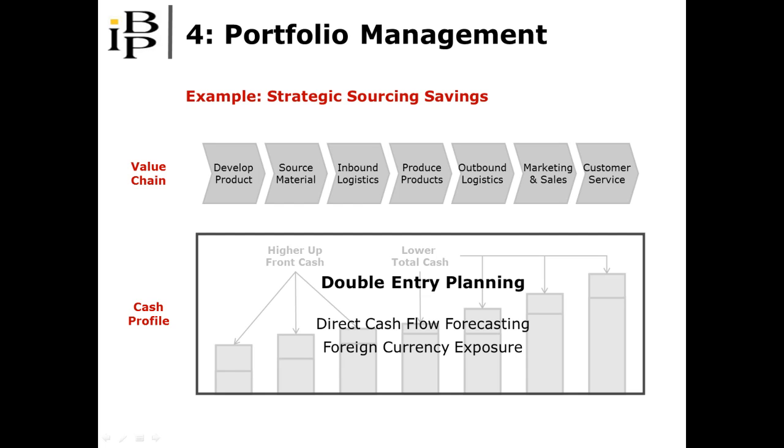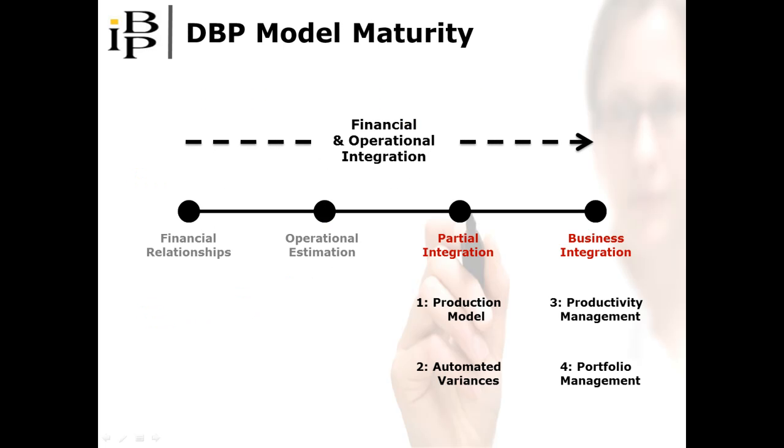So the key point here is that forecasting supply chain activity is inextricably linked to portfolio, cash flow, and foreign currency management. So just to summarize, we've just reviewed 4 key capabilities that comprise more advanced driver-based planning models. Now there are many more detailed capabilities underlying them, but these are really the main ones that drive the vast majority of the value of these more advanced models.